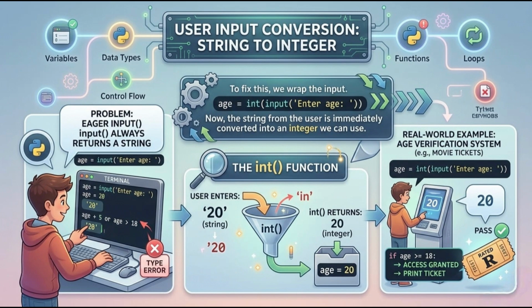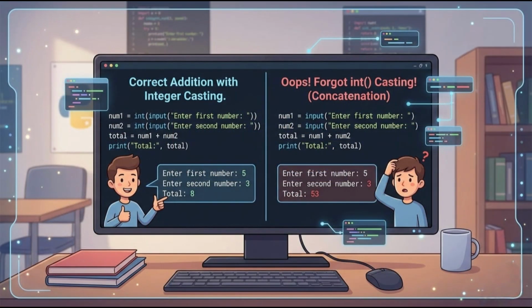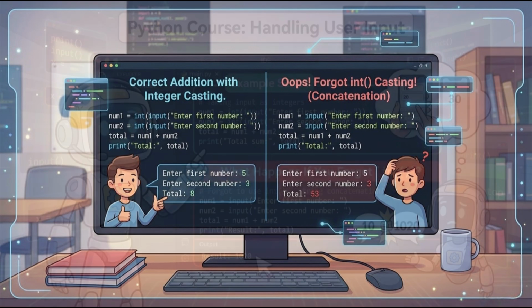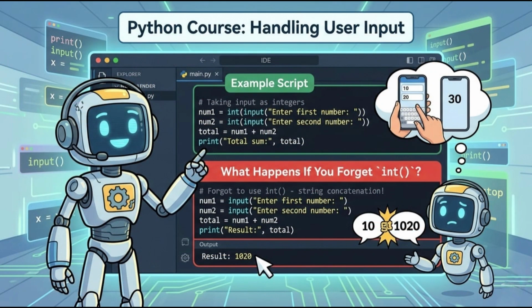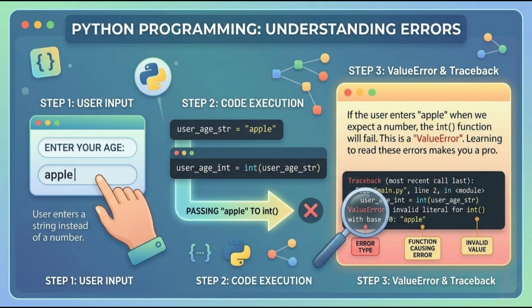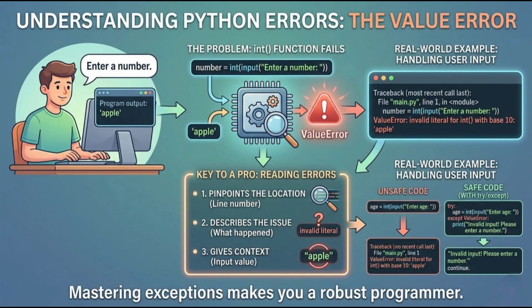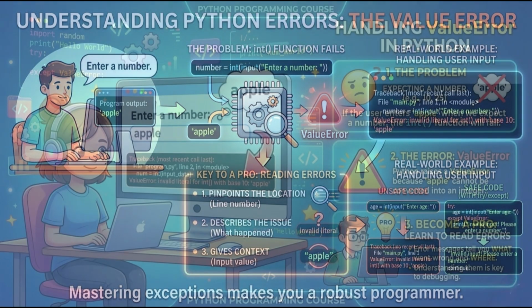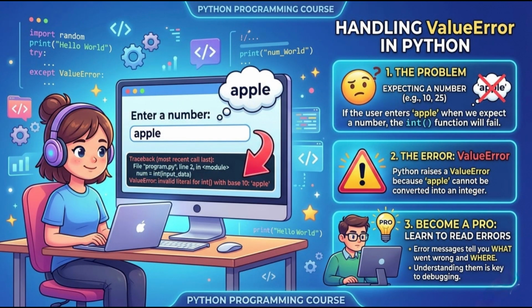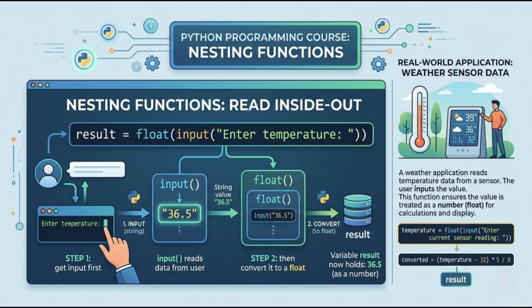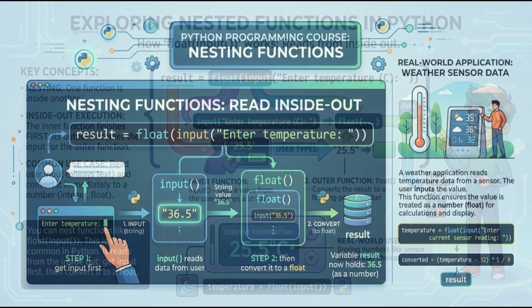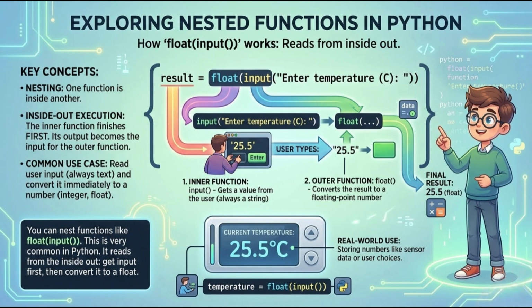Let's write a small script. We'll take two numbers from a user, add them, and print the total. Watch what happens if we forget to use int: it just joins them. If the user enters "apples" when we expect a number, the int function will fail. This is a value error. Learning to read these errors makes you a pro. You can nest functions like float(input()). This is very common in Python. It reads from the inside out: get input first, then convert it to a float.